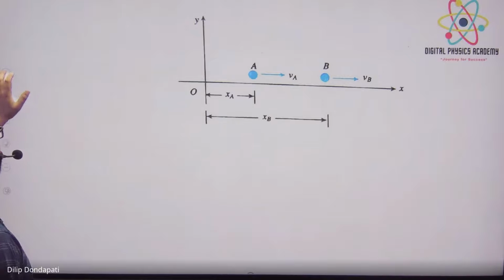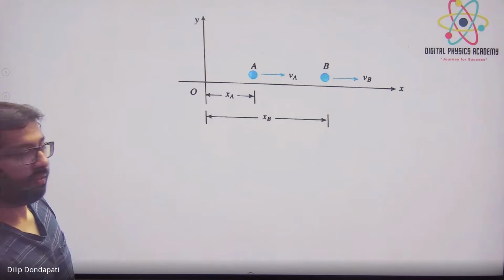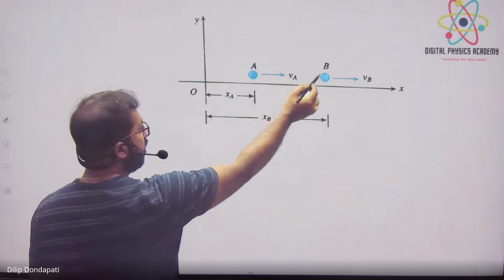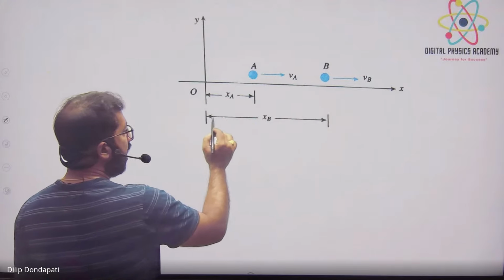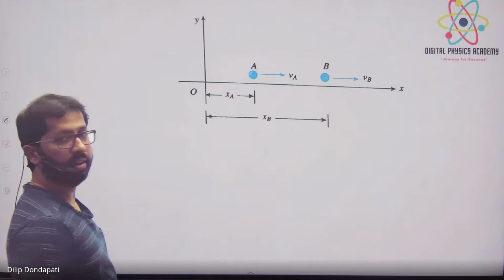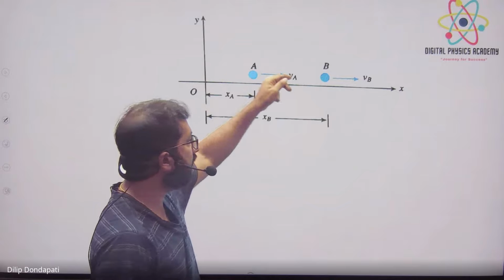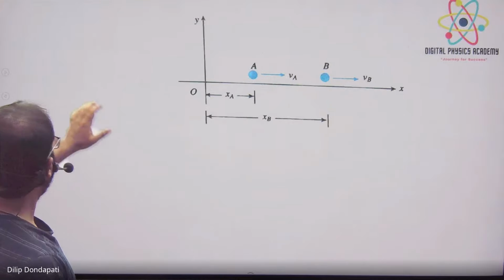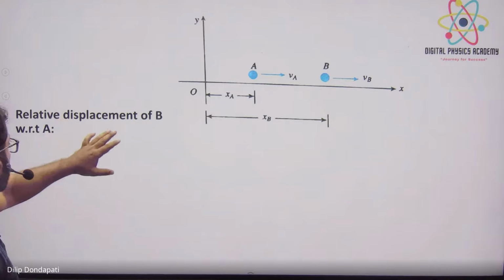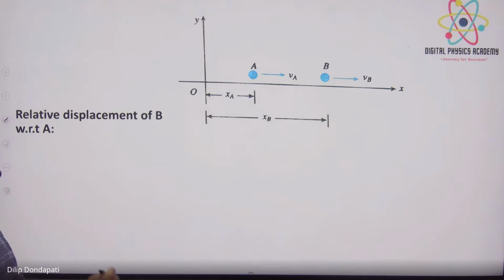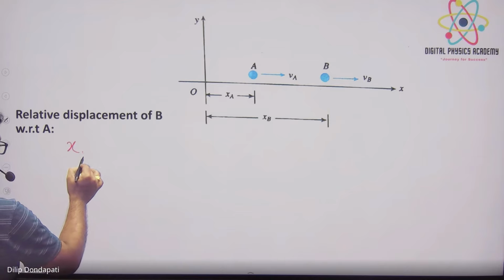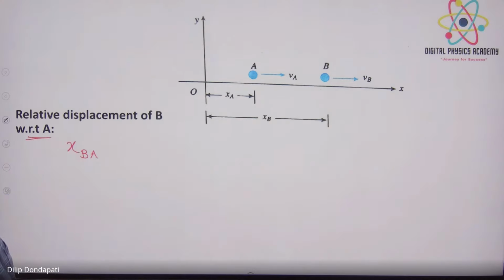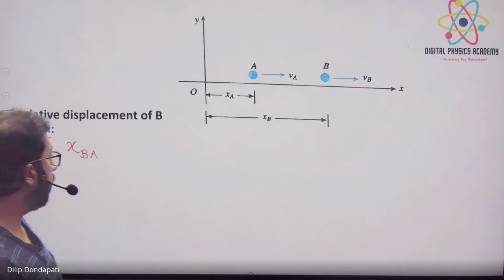देखो, मान लो 2 particles are there. At distance xa from the origin, one particle is there, and at distance xb, one particle is there. The two particles A and B are moving with velocity A and velocity B. In that condition, I want the relative displacement of B with respect to A. Who is the observer? A is the observer, with respect to whom we measure.